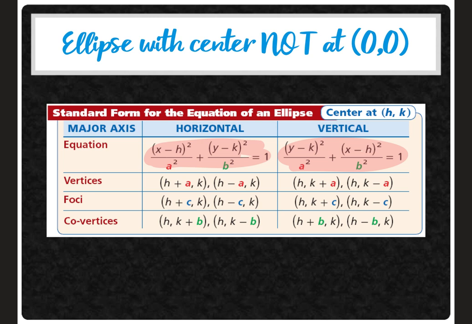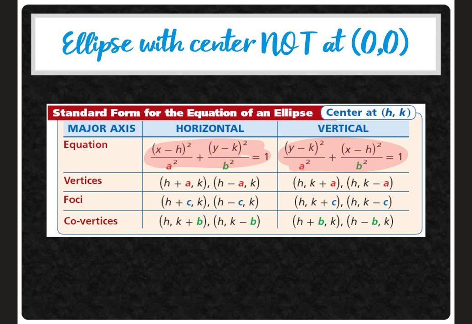When you say the biggest denominator, does that mean that your A is always going to be the biggest in your equation? Correct. Yep, because think about it, c squared is a squared minus b squared, so a has to be the biggest.